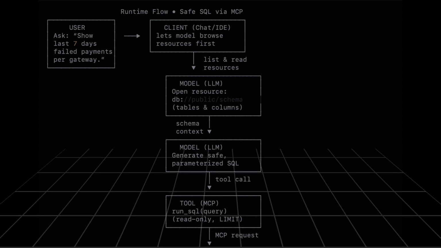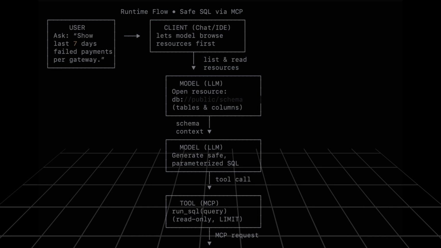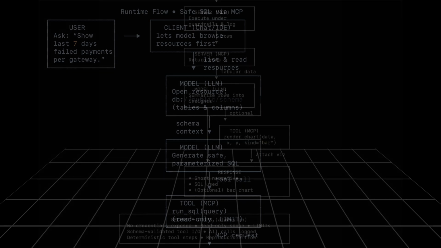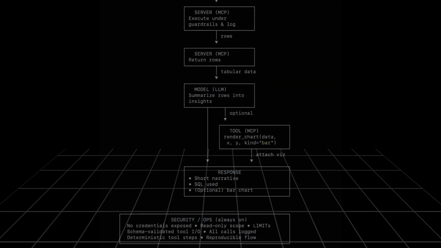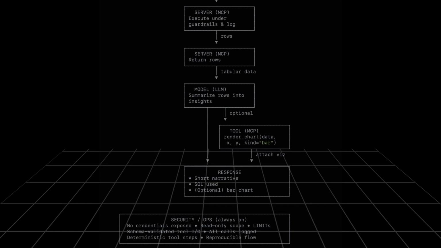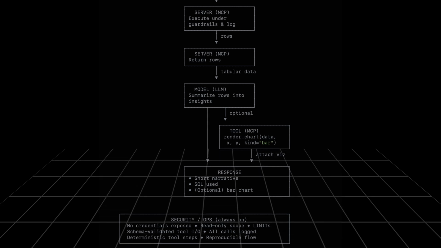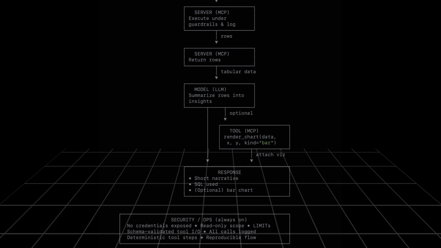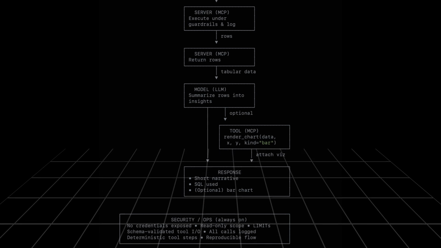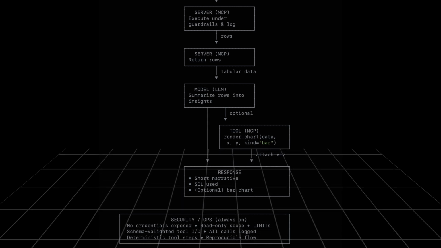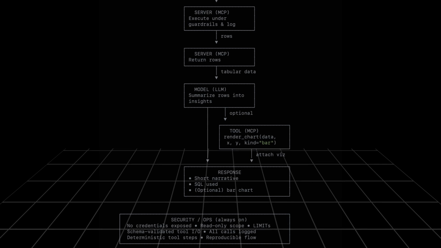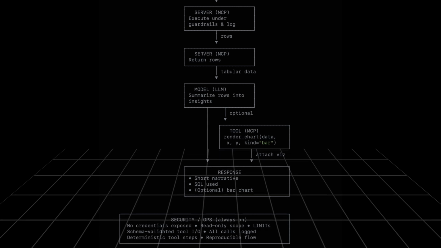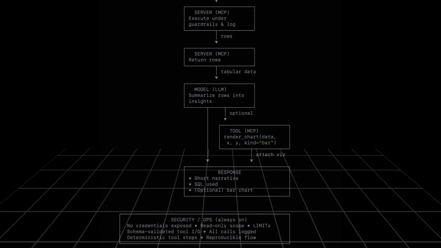The server executes the query under read-only, limit-enforced guardrails and returns rows. The model then summarizes the result, optionally calls a render chart tool to visualize it, and replies with a short narrative, the SQL it ran, and a bar chart. Throughout, no credentials are exposed and every action is constrained, logged, and reproducible.